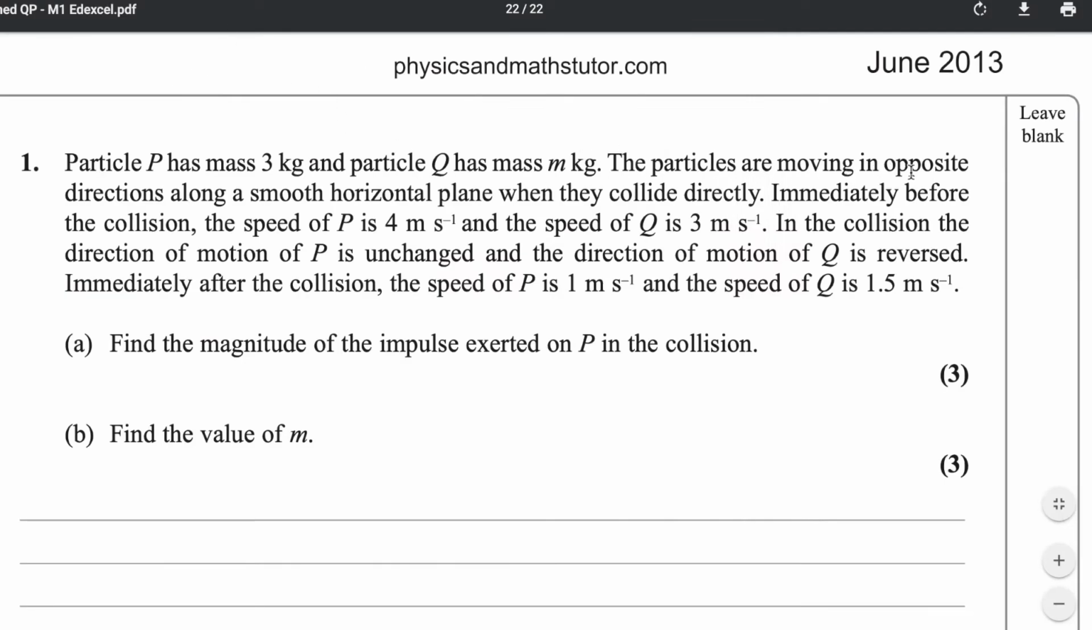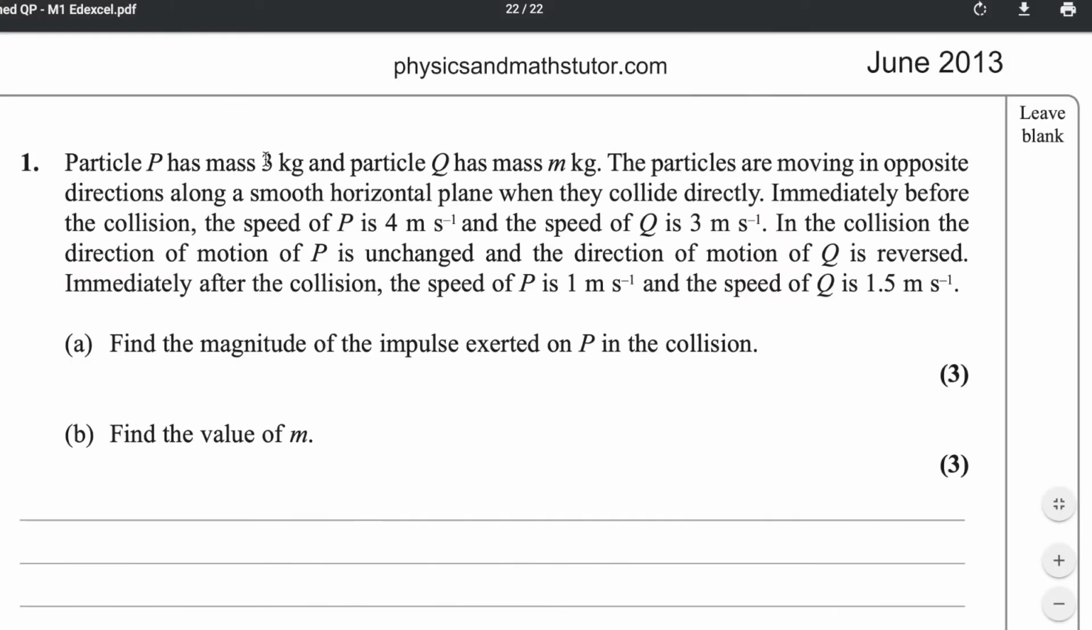The particles are moving in opposite directions along a smooth horizontal plane when they collide directly. Because they are colliding, they are moving in opposite directions like this. It could be that Q is on the right and P on the left, opposite as well, but then they would never collide. That's why I'm taking it like this, moving towards each other. The masses are also mentioned: P is 3 and Q is m. So I'm going to write down P is 3 kilograms and Q is m kilograms.